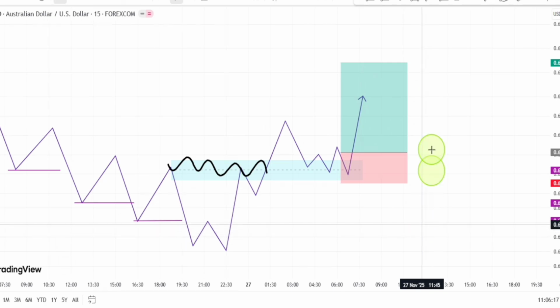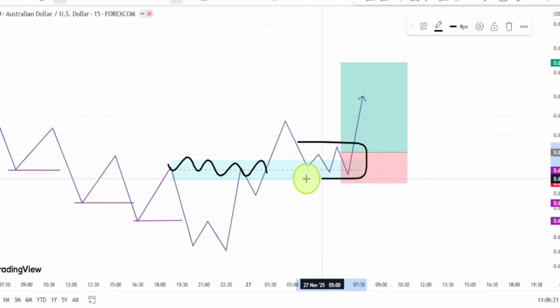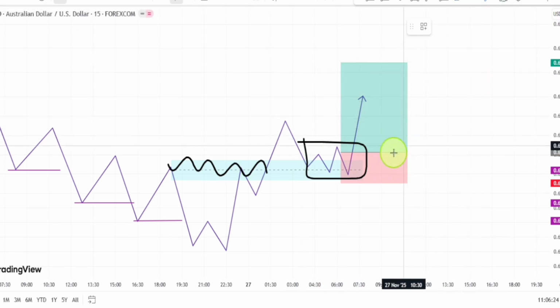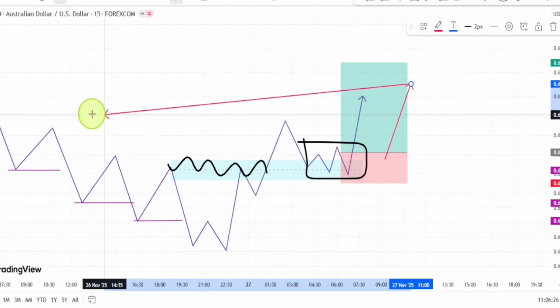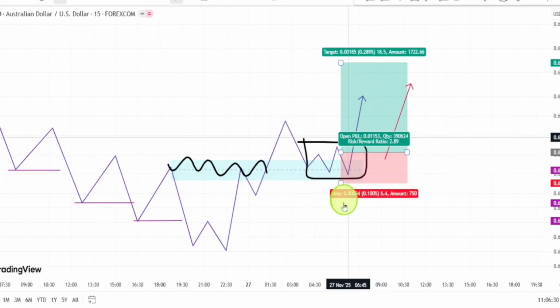So when price comes into the zone, we want to see that there has been a market structure shift inside that zone as well before we take our buy trade from there. So this is for a buy: a bearish order block turning into a bullish breaker block.